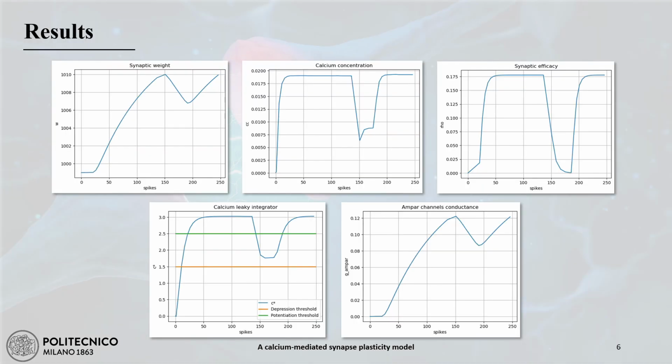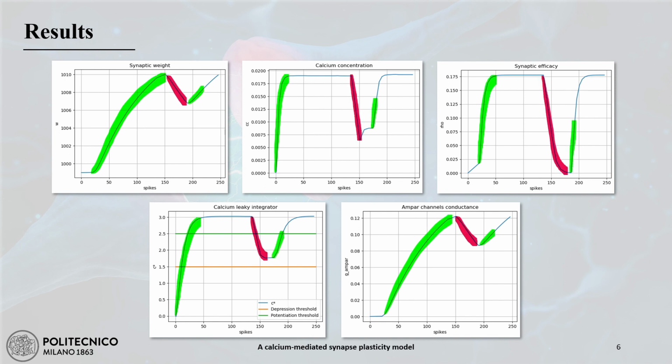The obtained results mimic quite well the true dynamics of the synapse weight and of the other parameters. Of note, for the leak integrator are indicated the two thresholds before mentioned, the depression threshold in orange and the potentiation threshold in green. As you can observe, both the potentiation and the depression are modeled.